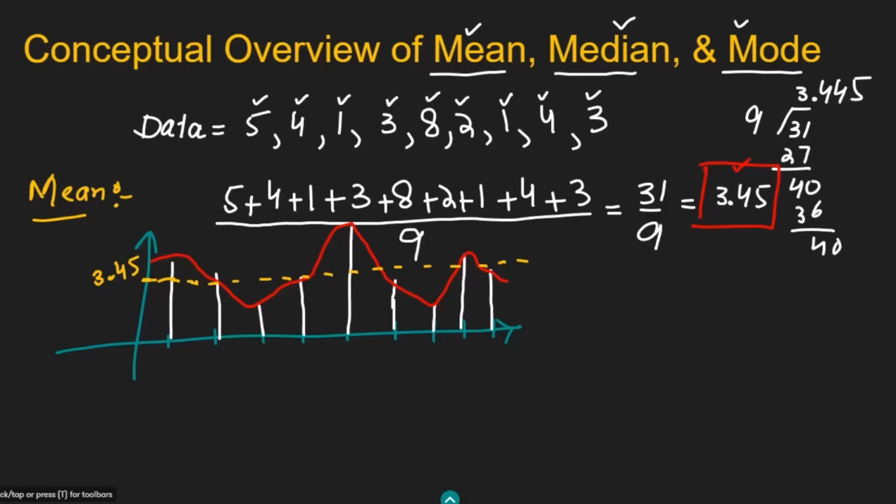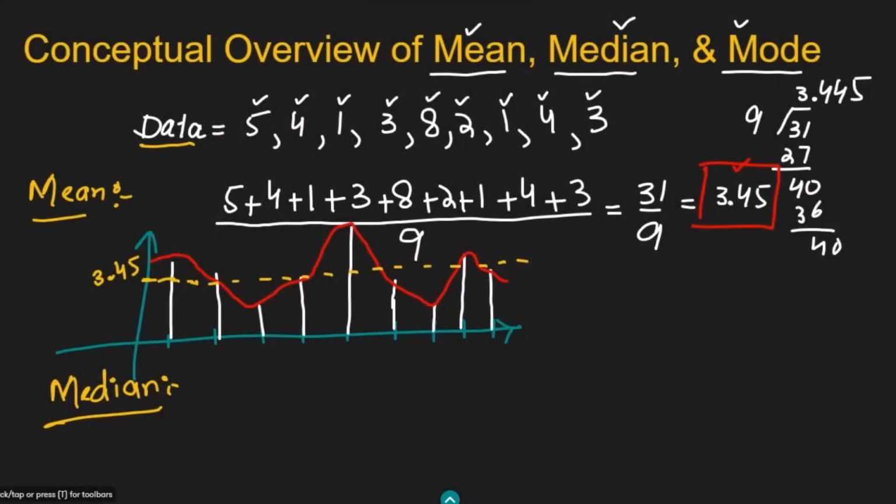Similarly, what if I want to find out the median? So what is basically the median? Median is basically the mid value. So what are the numbers I have here? This is the data, and in order to find the median, let me calculate it here. First of all, I have to sort it.